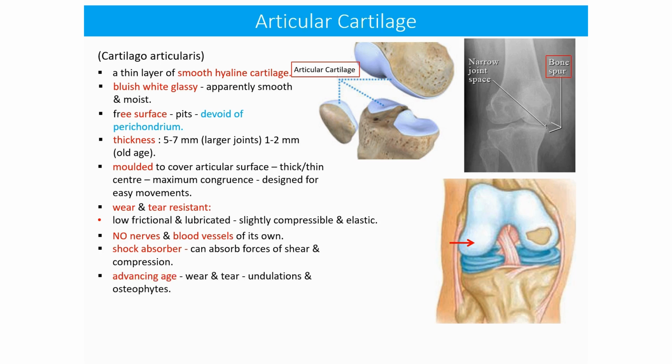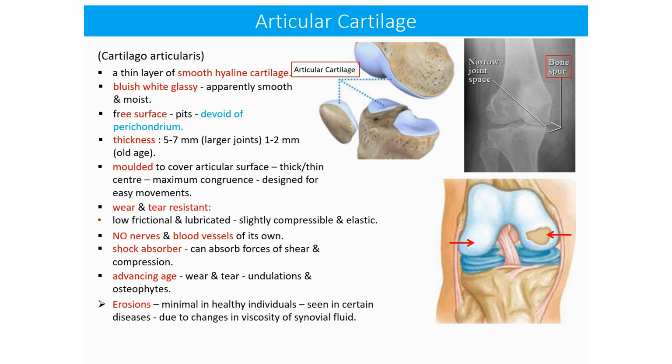With advancing age, wear and tear appears in the shape of undulations and osteophytes or bone spurs. Minimal erosions are seen in the healthy individual, but they are prominent in certain diseases, and the erosions in these diseases are due to changes in the viscosity of the synovial fluid.